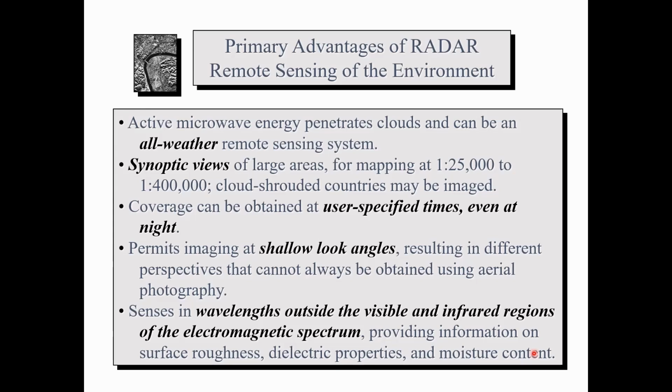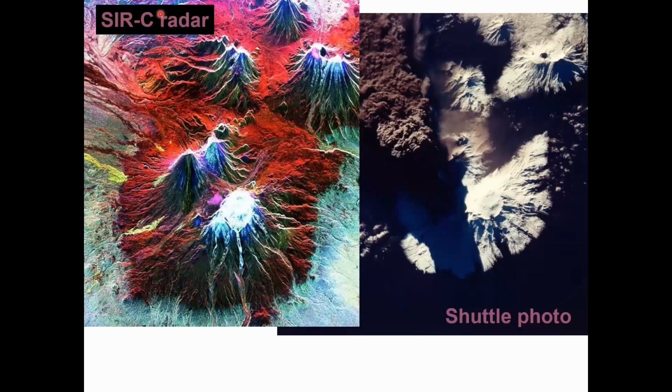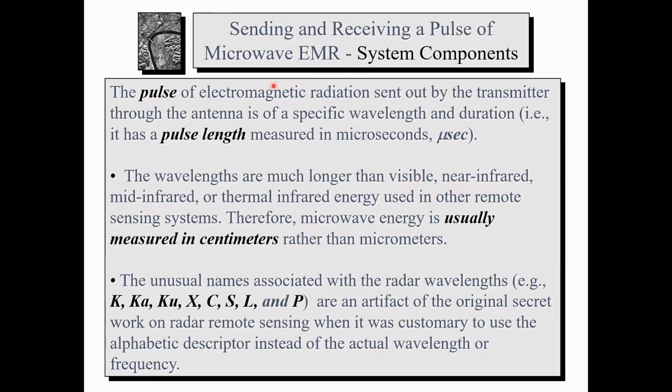I'll give an example for surface roughness. It has been used in studying the currents or wave buildup phenomena on oceans to inform the buildup of, for example, tsunamis or storms and so forth. An example of this is a SIR-C C-band radar image. So that's how it looks. Then here you have the shuttle photo area. Sorry, I muted by mistake.